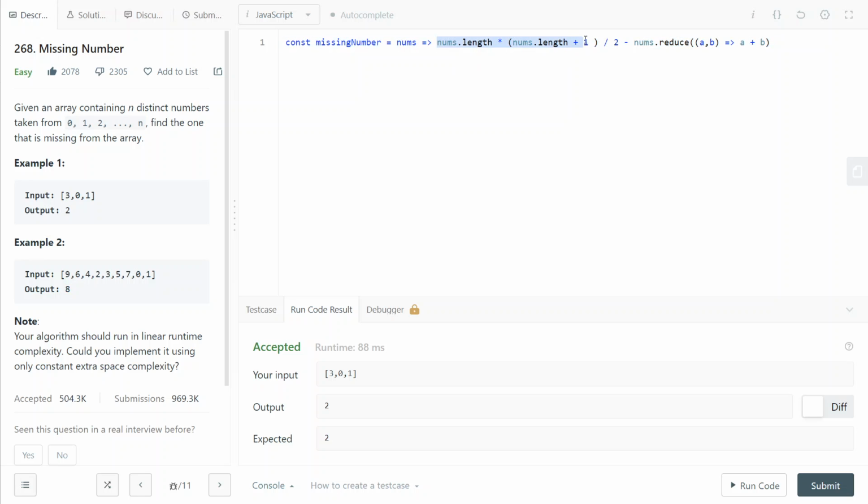And now let's see, why does this formula work? Why is the formula for the sum of the first n natural numbers, including 0, n times n plus 1, all divided by 2? Why is this formula true? And so we're going to see why this is true with a visualization.